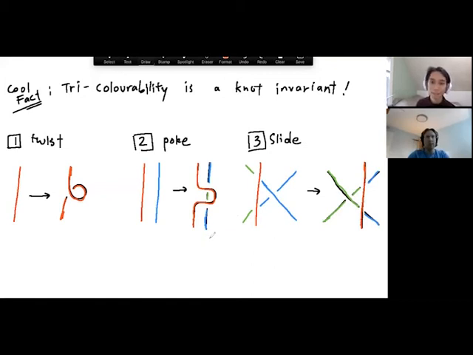And so the important thing to note is that Reidemeister moves preserve tricolorability. And so if one knot is not tricolorable and one knot is, we can know that they are different. But one important thing is that we cannot tell if they're the same. That's not necessarily true. And Alexander will take us through a couple of examples to really explore that.